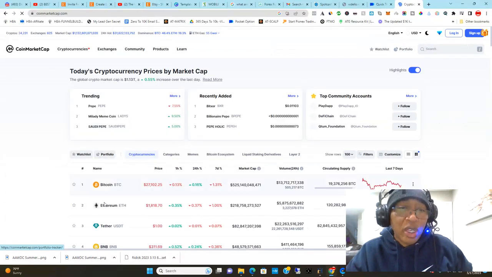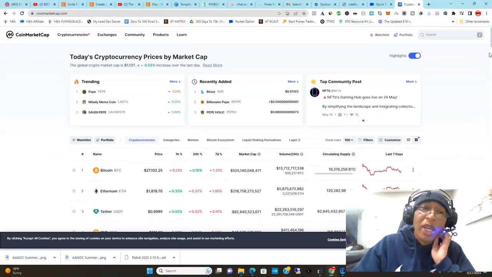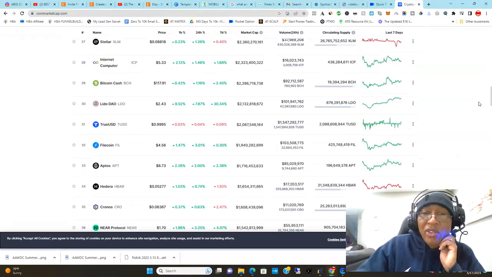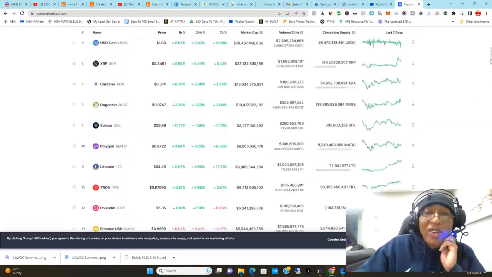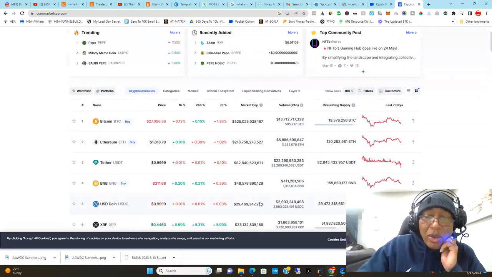So the Bitcoins, the Ethereums, the BNB, Solana, XRP, Chainlink, you know, any of these at over 100 million. These are coins which are capped at over 100 million. You can see market cap. There's quite a few that are over 100 million.